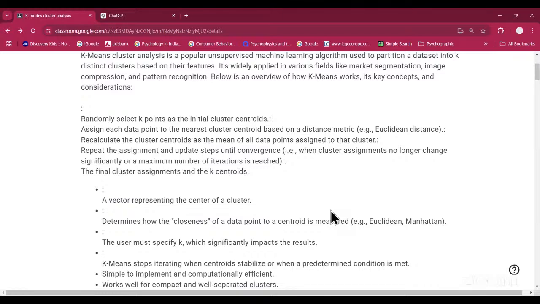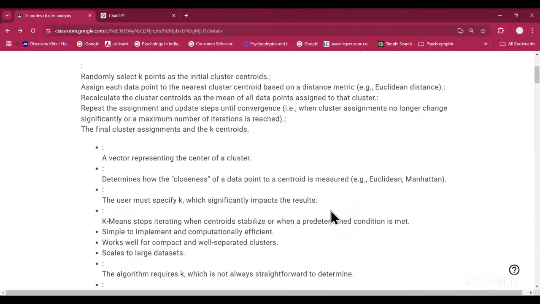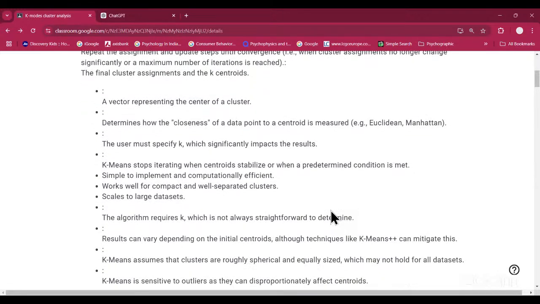Simple to implement, computationally efficient, works well for compact and well-separated clusters, and scales to large data sets. When you have a large data set, then you can classify them. The algorithm requires k, which is not always straightforward to determine. Here k means how many clusters you want. Results can vary depending on the initial centroid, although techniques like k-means++ can mitigate this.